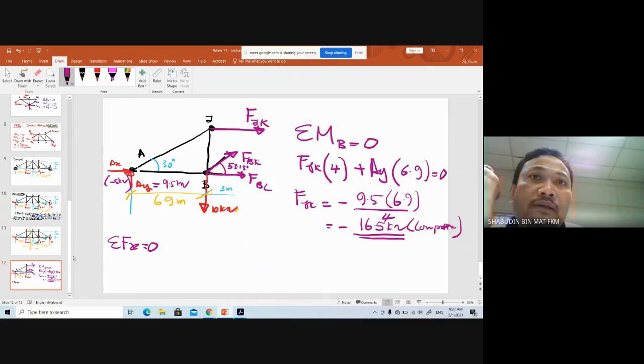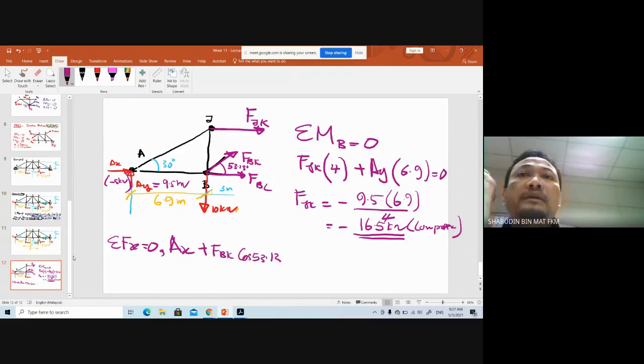You have, this is fun subject, right? Common sense. AX plus FBK cos 53.13 plus FJK everything equal to 0. So then you can get FBC, FBK. Tell me what is your FBK equal to what?